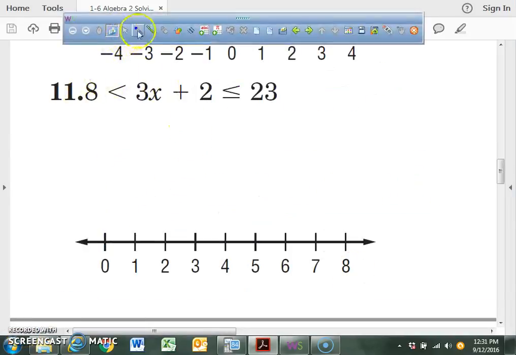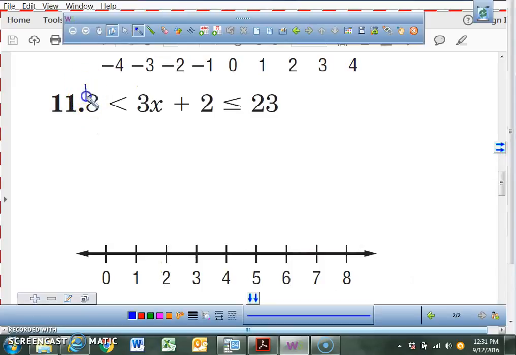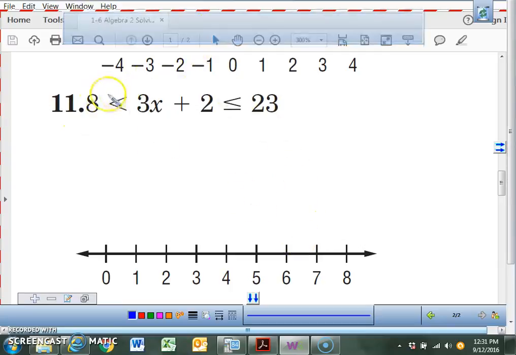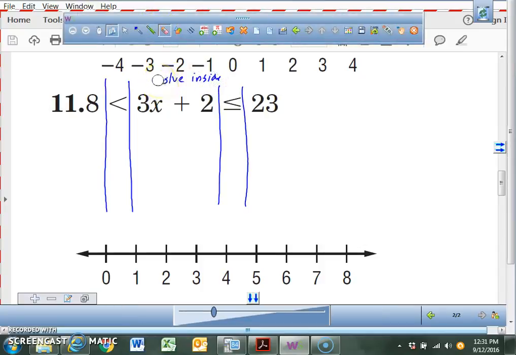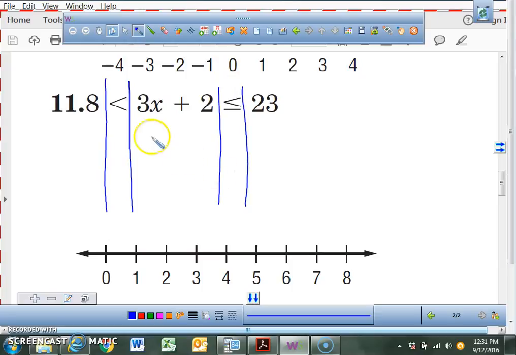Now, on this problem, apparently I didn't do a very good job of making a space right here, okay? It's not supposed to be 11.8. It's supposed to start out with the number 8. So I apologize. What I would like you to do, though, is make sure you're aware of where your inequality signs are, okay? And we're going to solve everything on the inside and work our way out. So solve basically from the inside right there. So, if I wanted to get x by itself, what's hanging out next to it?